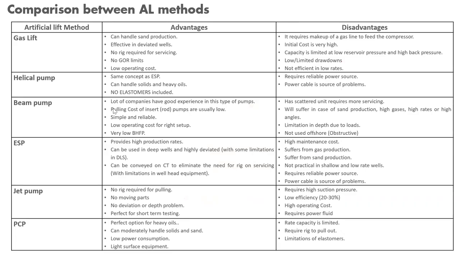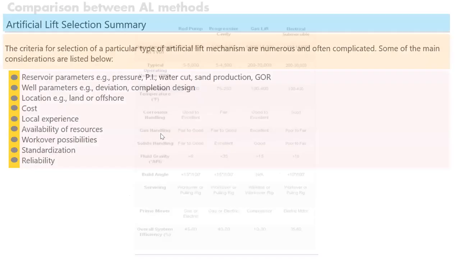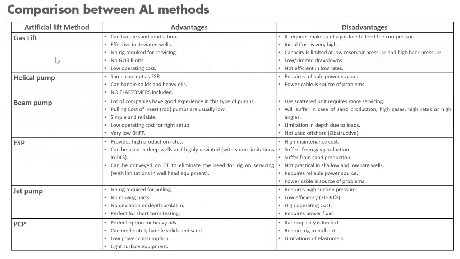So this is the last but not least part of our session today, which is the artificial lift selection criteria and comparison. As we can see, for the gas lift, the advantage is that it can handle sand production because it has no moving parts. It is effective in deviated wells as well, for the same reason. There is no limitation on the depth, and there is no rig requirement to service the gas lift.